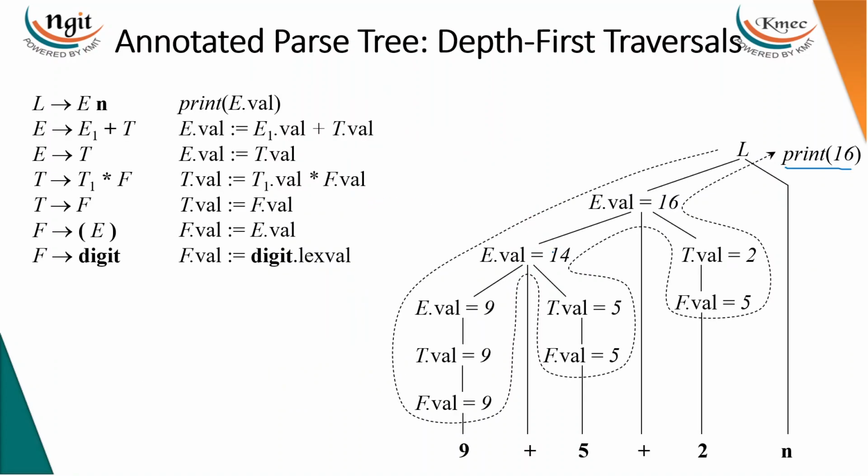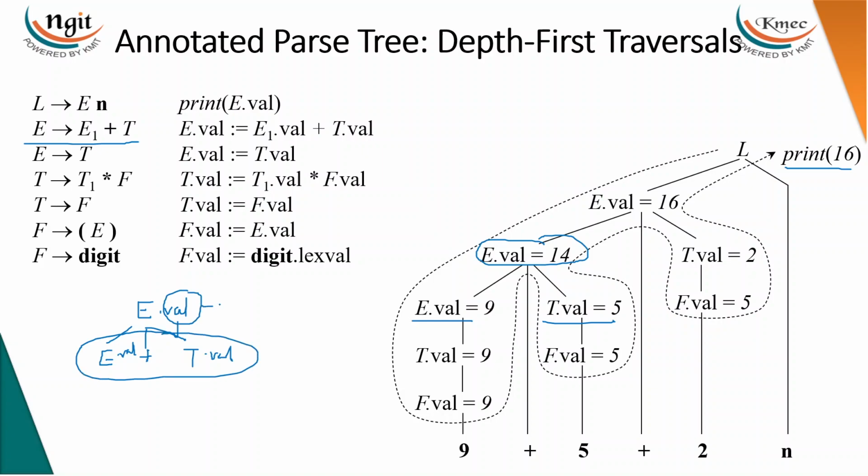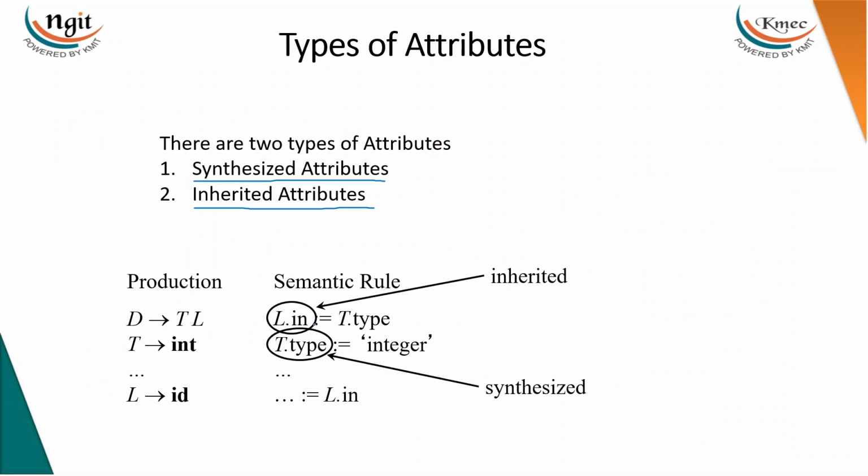Let's see here. See, this value is evaluated from E dot value and T dot value. Means parent value is evaluated from the children. Means if you take this production, E tends to E plus T, now this E dot value, parent dot value, equivalent to child dot value plus child dot value. So if the parent value is evaluated in terms of the children, then we can call such attributes synthesized attributes, right? Synthesized means if parent value is evaluated from the children.